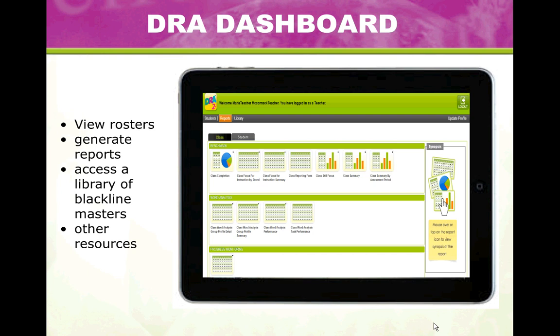So it's just another tool. You can either input and use the online management system, or you can use the iPad app, which helps you to, like I said, record all of that information, and then your reports are available for you within minutes after the assessment.